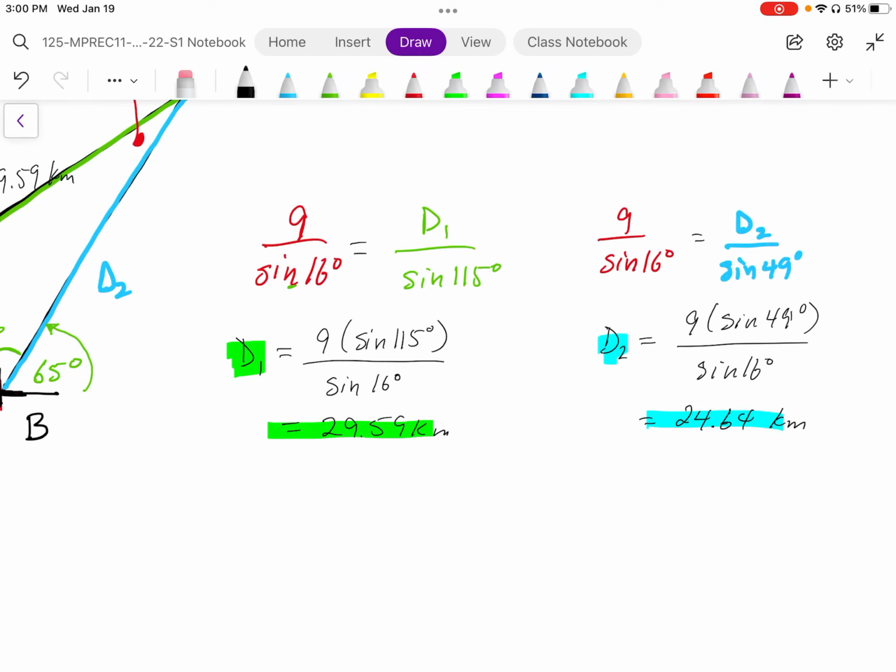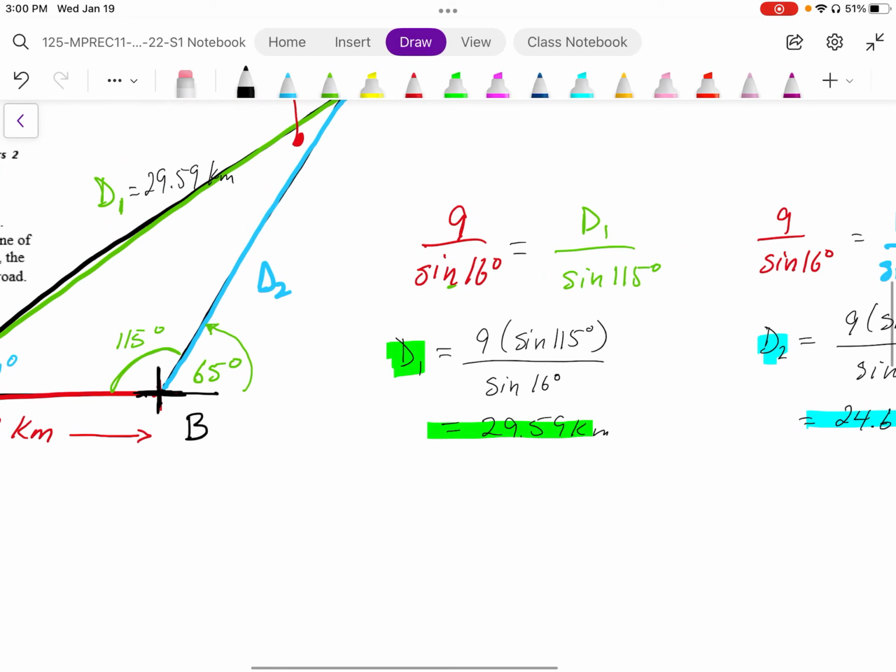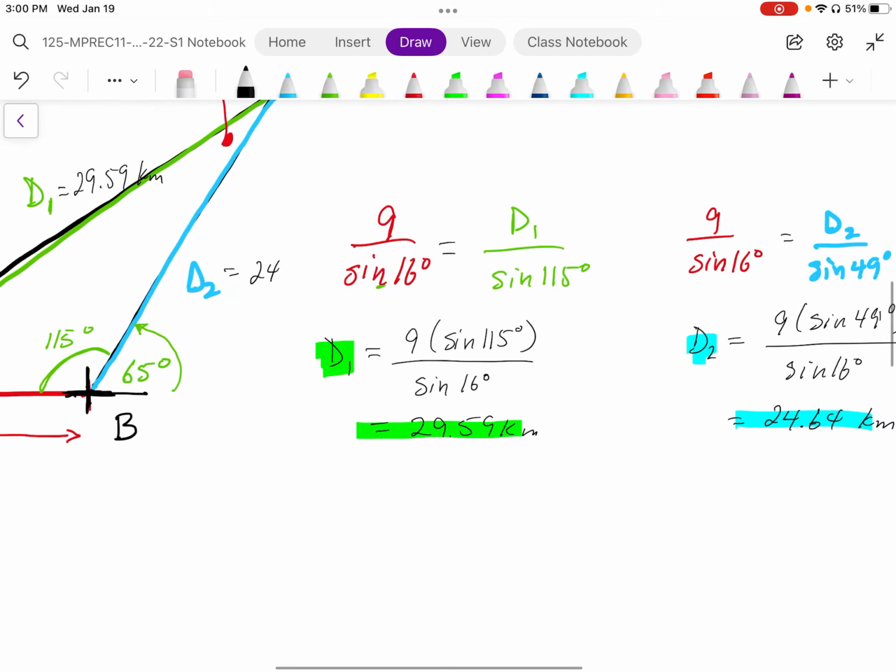Okay, and I'm just putting that into my diagram here. This D2 length is 24.64 kilometers.